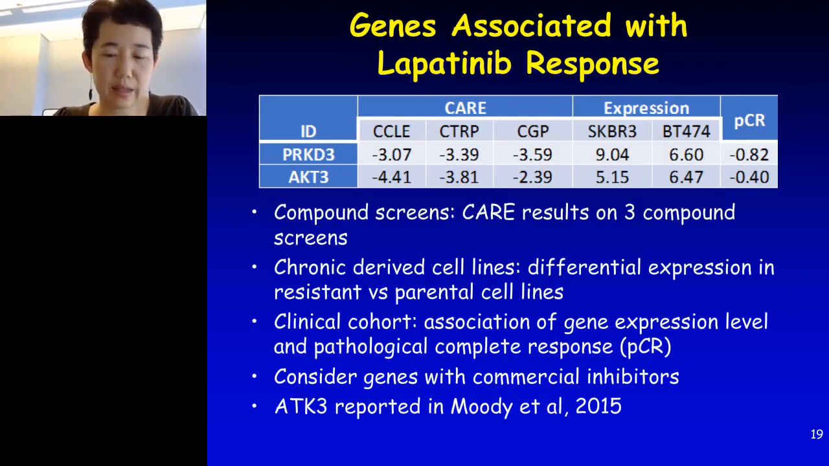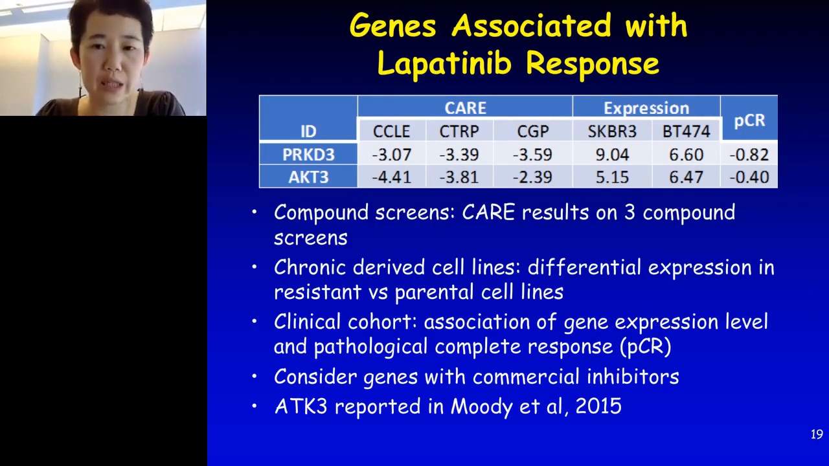the sensitive cell line. And then the last column, we are looking at an actual clinical cohort, where we look at the association of this gene expression with the pathological complete response in the lapatinib treatment cohort, and you can see they are negatively correlated, which also indicates that if the expression of these two genes is high, the patient will not respond so well to lapatinib treatment.